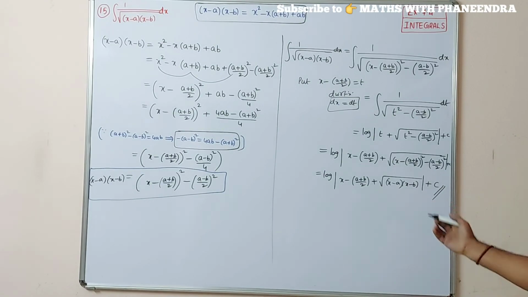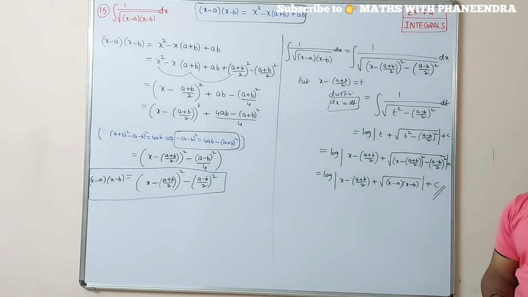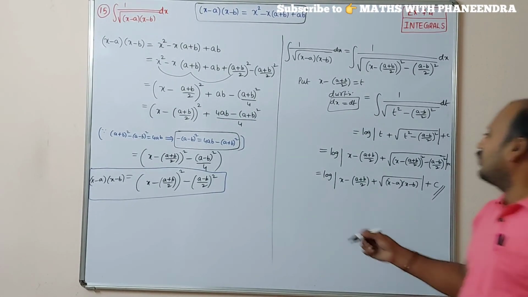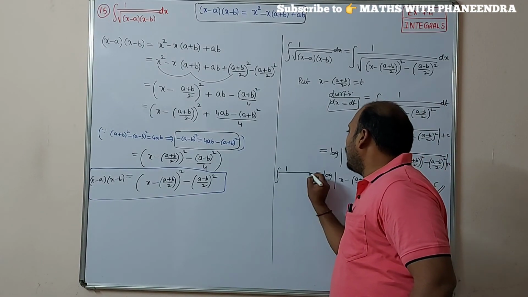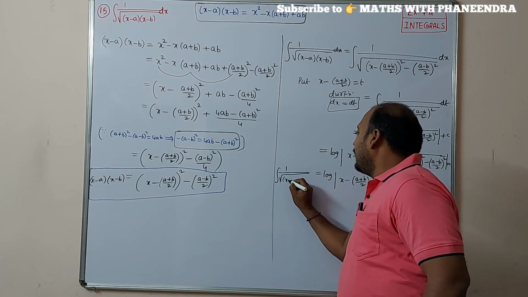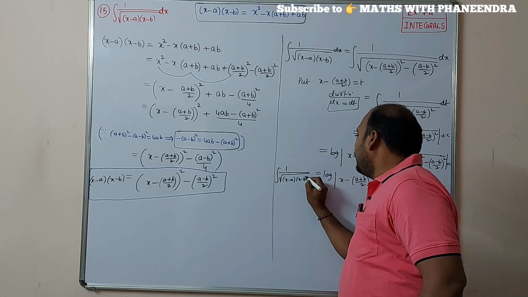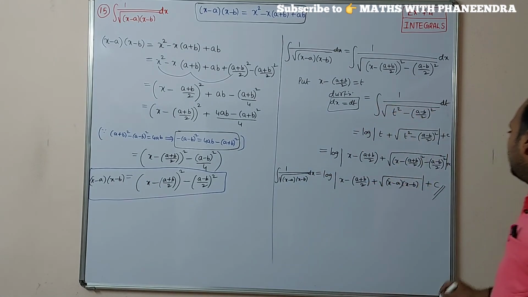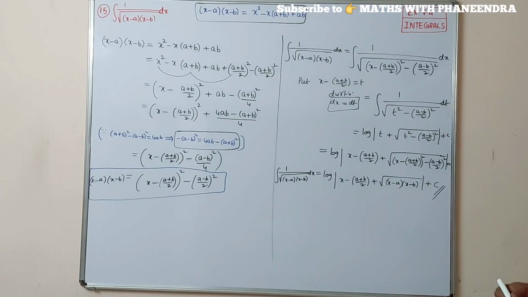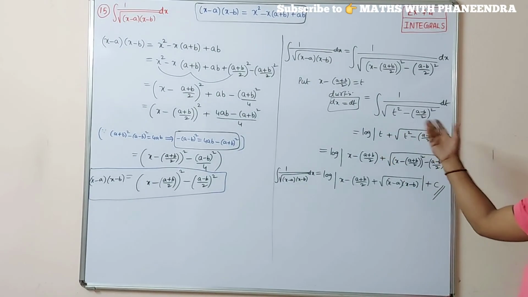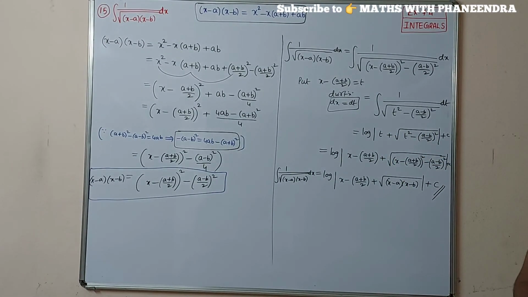I hope everyone understands, students. This is the required answer. Integral of 1 by under root of (x minus a) into (x minus b) dx is equal to this; otherwise, from here we can also write it as cosh inverse x.